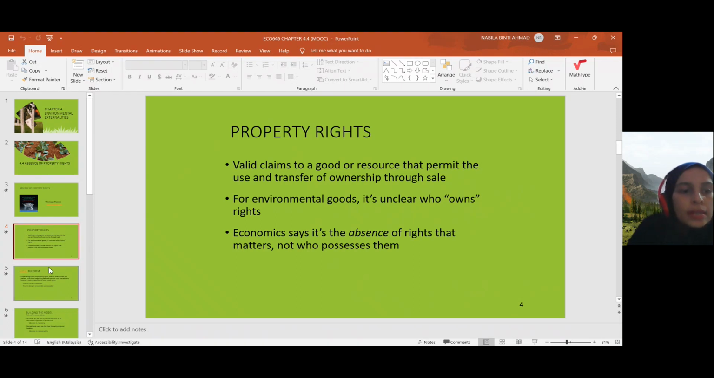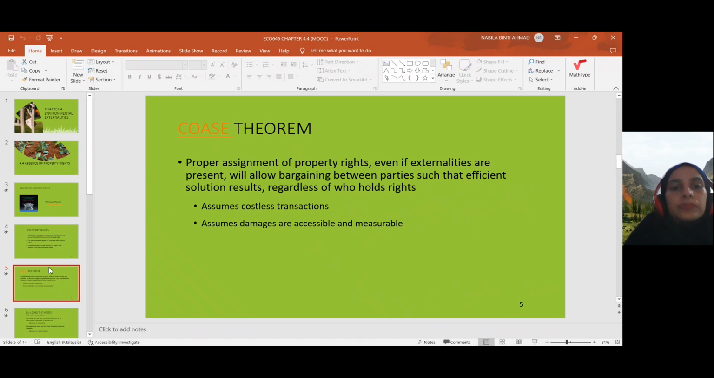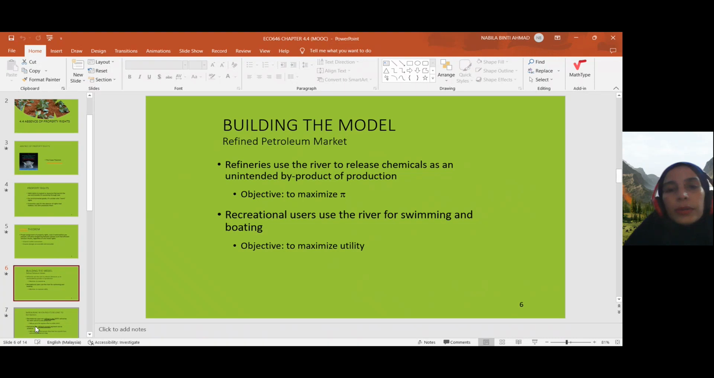Okay, so how does it work? For the Coase theorem, proper assignment of property rights, even if externalities are present, will allow bargaining between parties such that an efficient solution results regardless of who holds the rights. Meaning that assigning a property right to a person makes them willing to reduce the externalities. We assume costless transactions, and we assume damages are assessable and measurable. And how to build the model.